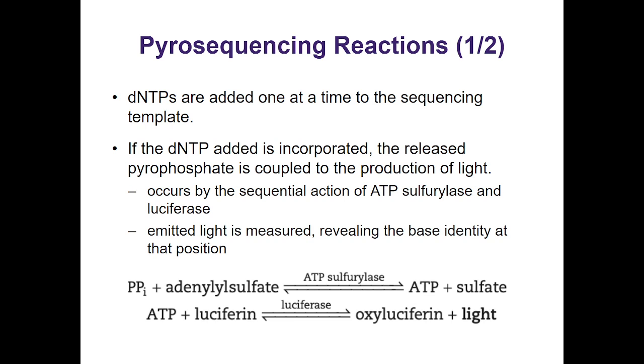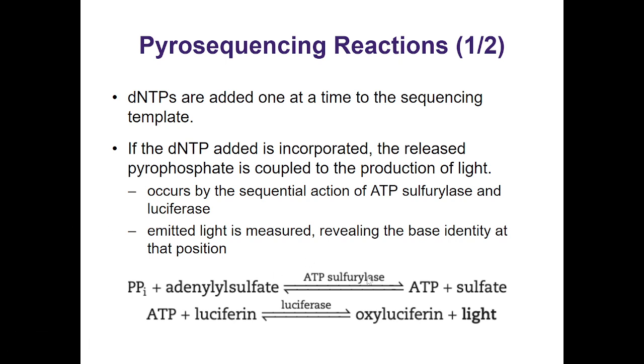So again, here's the pyrosequencing reactions in more detail. The dNTPs are going to be added one at a time to the sequencing template. If the dNTP added is incorporated, the released pyrophosphate is then going to be coupled to the production of light. This flash of light then will hit a detector. This is going to occur by the sequential action of ATP sulfurylase and luciferase. The emitted light can be measured. This will reveal the base identity at that position.